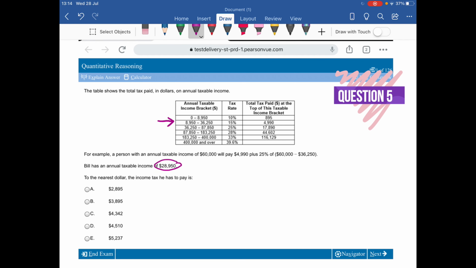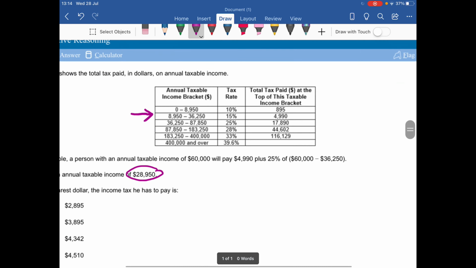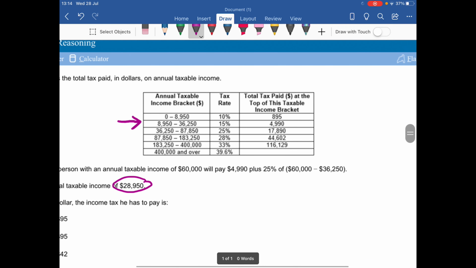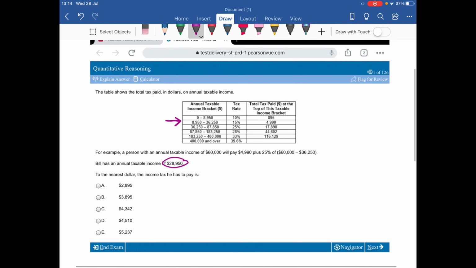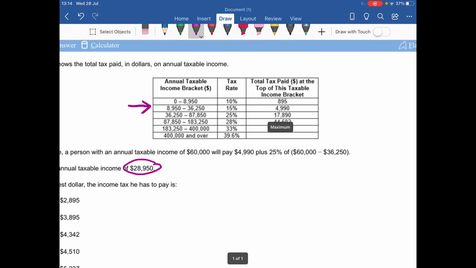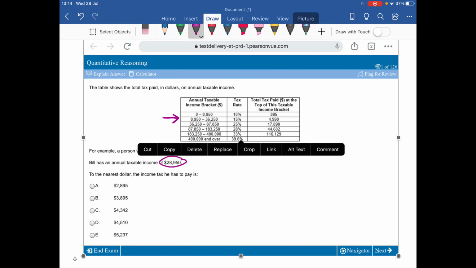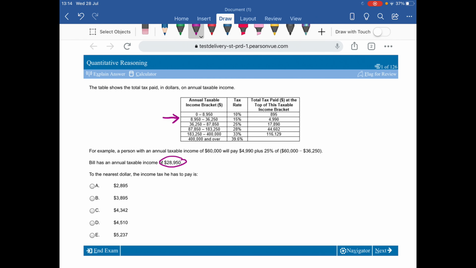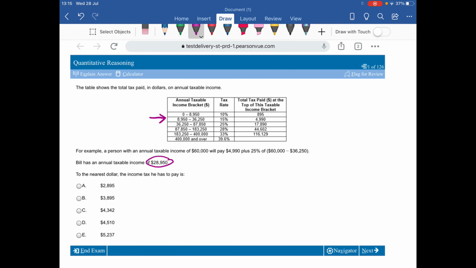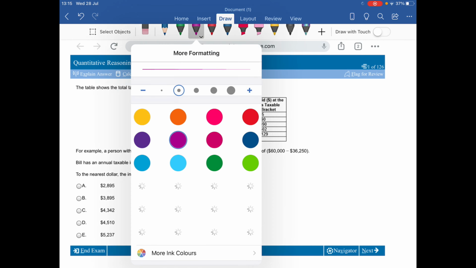So because first we look at the question, we see 28,950. So first we have to look at the question. So we see that there is 28,950, and that falls into which bracket? It falls into the second row. So because that falls into the second row, we know that £895 is the first initial total tax paid. So what we have to do is subtract.